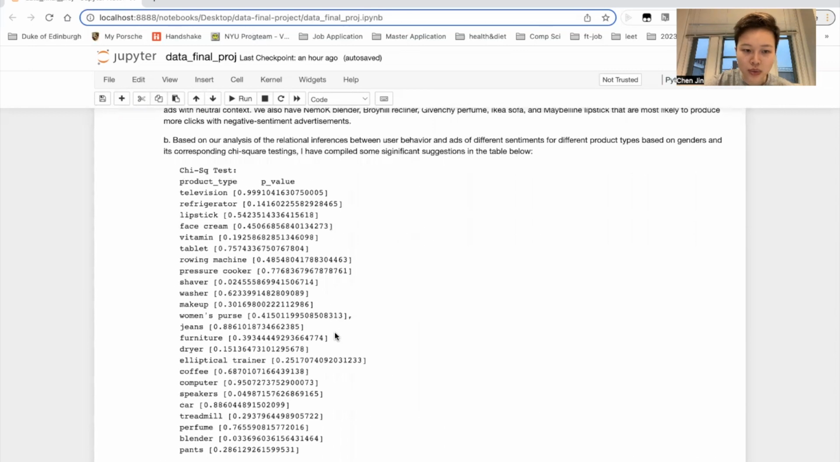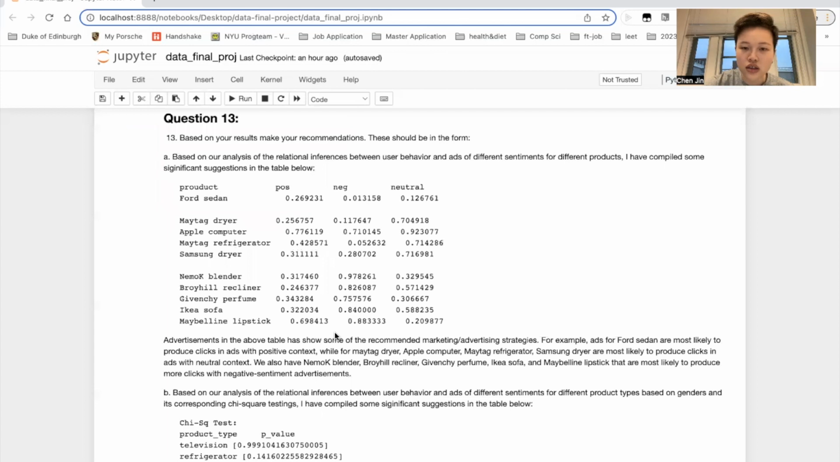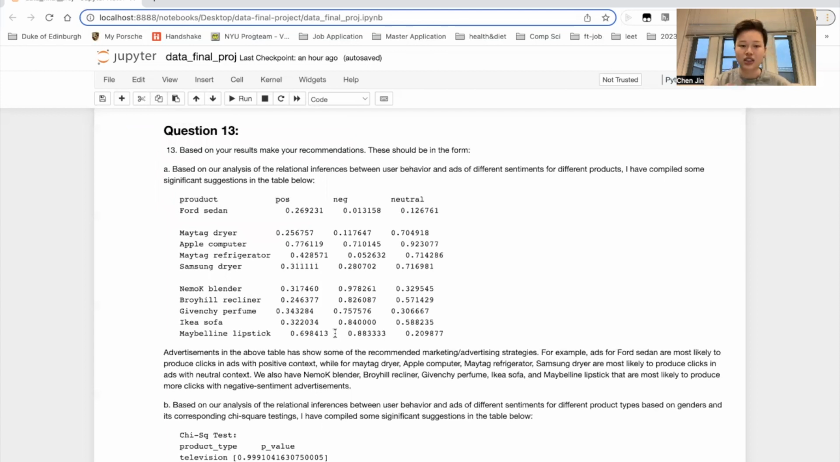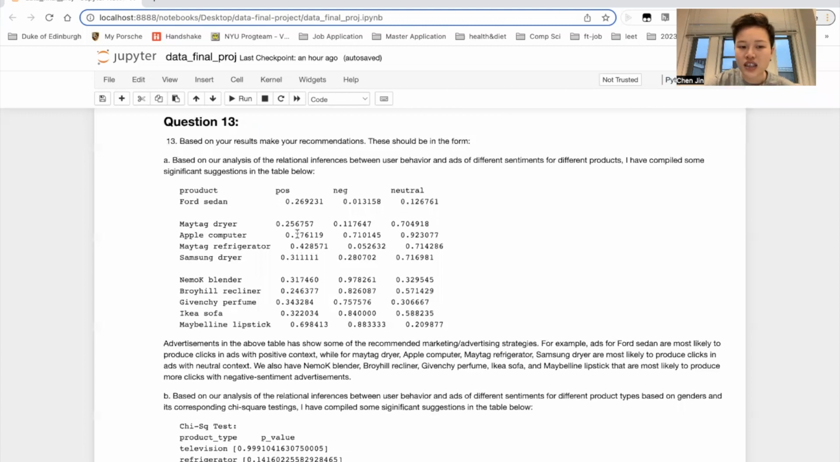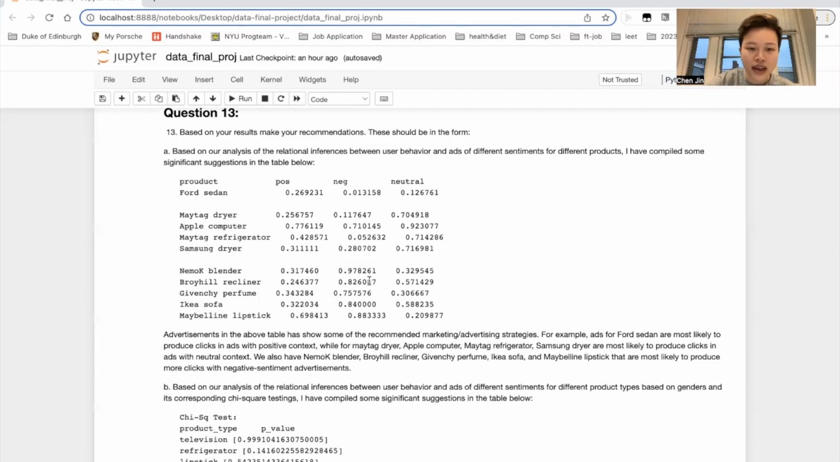So yeah, basically what we want to look at, for these different tests that we did, are some of the marketing strategies that we could recommend to our consumers, to our ads, which could directly influence our consumers. And if we're basing on the product itself, then we could look at, for example, what are some of the statistically significant results, how people respond differently to different sentiments of the ads. For example, for Ford staying, the positive ads are more responsive for audiences. They're more likely to click on this ad compared to the negative and neutral ones.